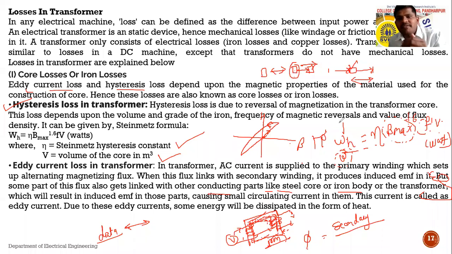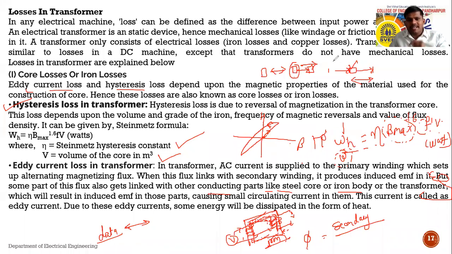When it links with that body of the transformer, it induces some EMF in that body, and due to that induced EMF, it produces a small amount of current. This current is called eddy current, or circulating current. Due to that circulating current, there is some power loss in the form of heat, so we call it eddy current loss in the transformer.